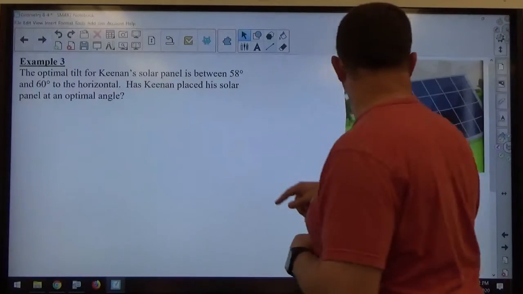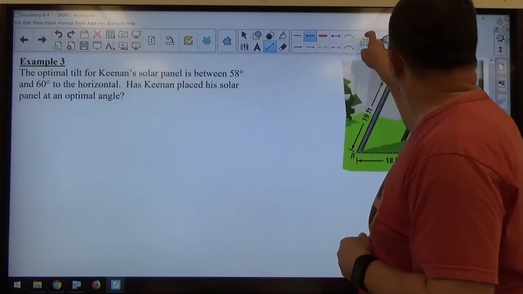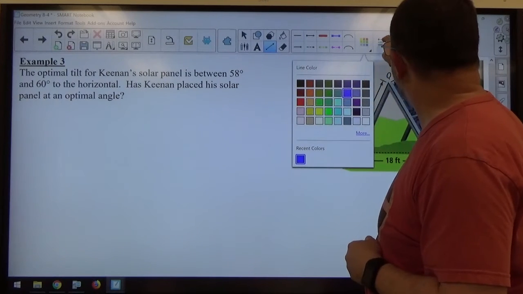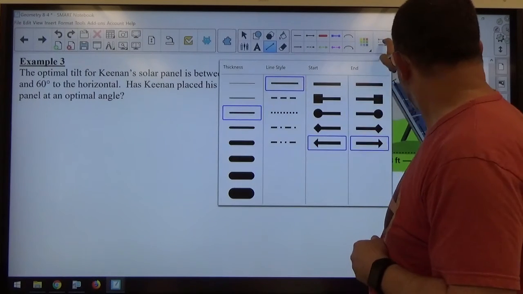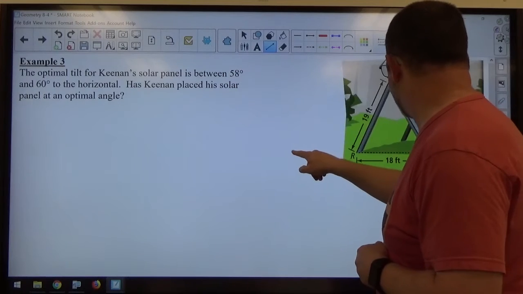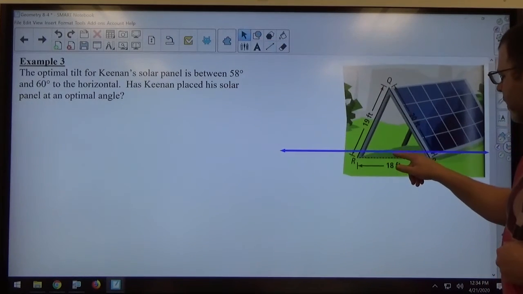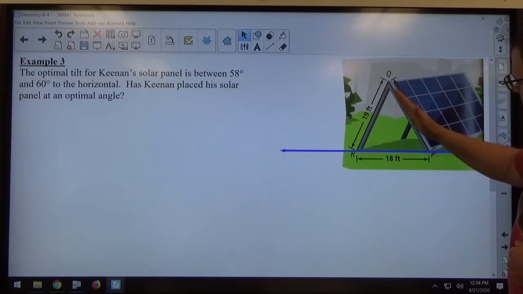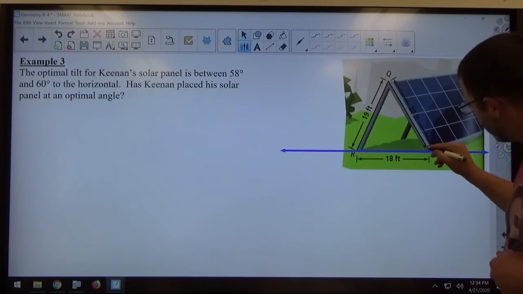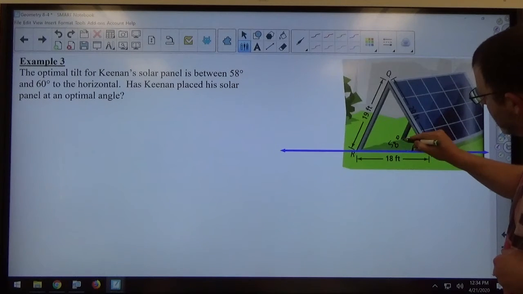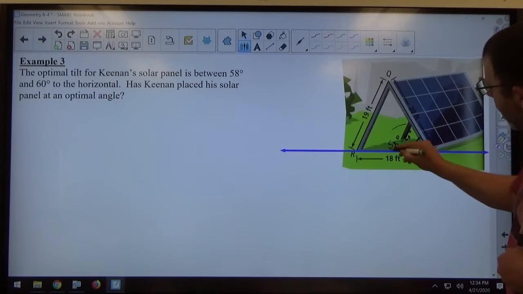So just to make sense of what that means, the horizontal means that it's like the horizon, so left and right. So this is the horizontal here. And we want the tilt to be between 58 and 60 degrees. So in other words, we want to make sure this angle here is between 58 to 60 degrees.